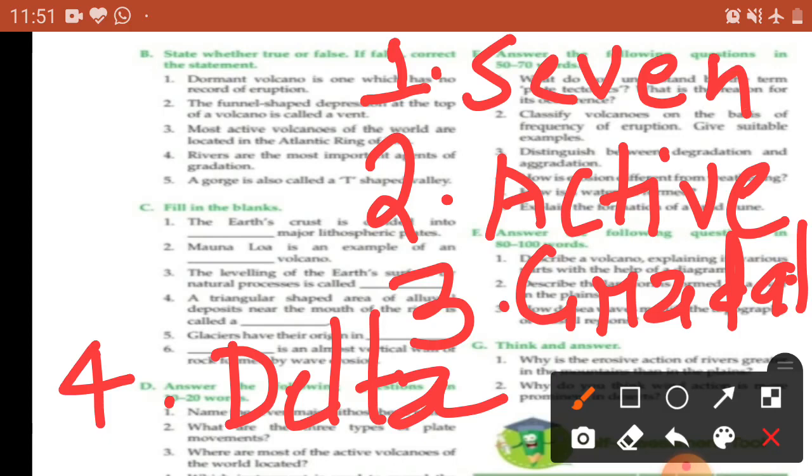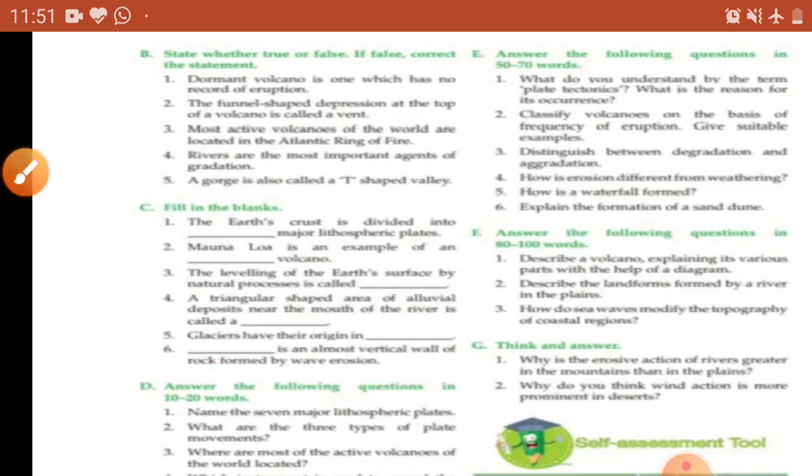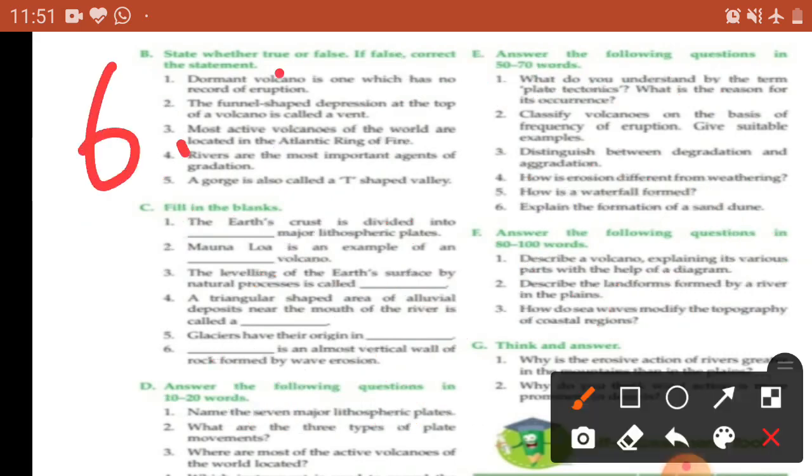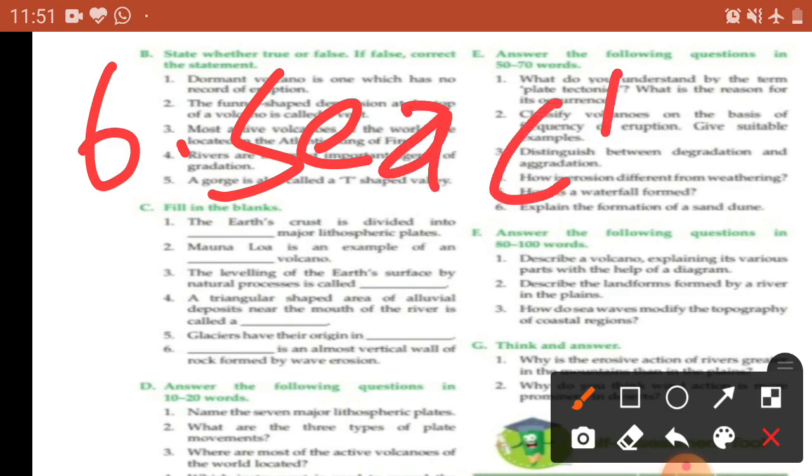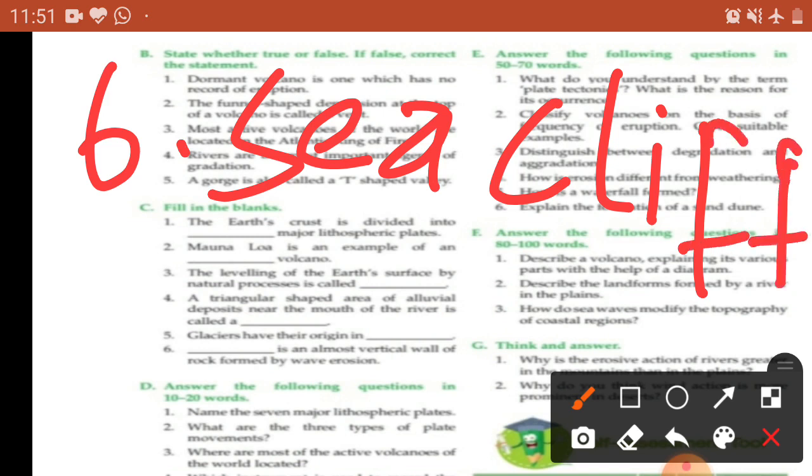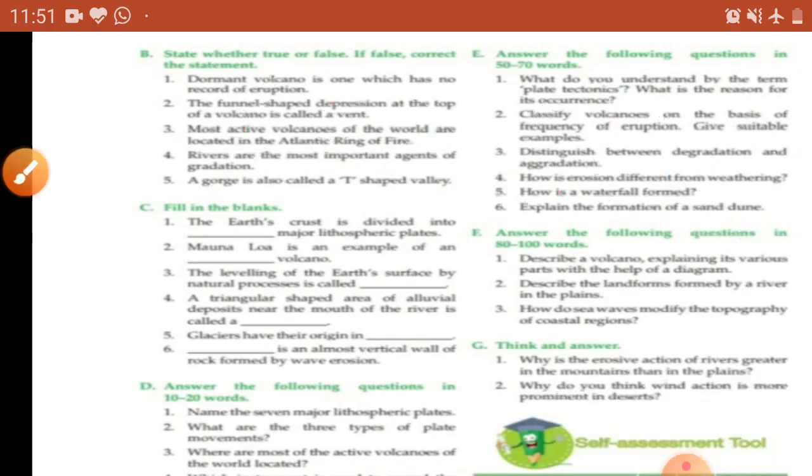Now we have: dash is an almost vertical wall of rock formed by wave erosion. This one will be 6, and its answer will be C, cliff. So this is the answer of all questions. Now we are moving to D part.